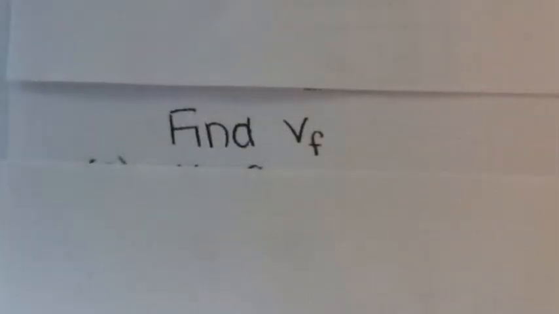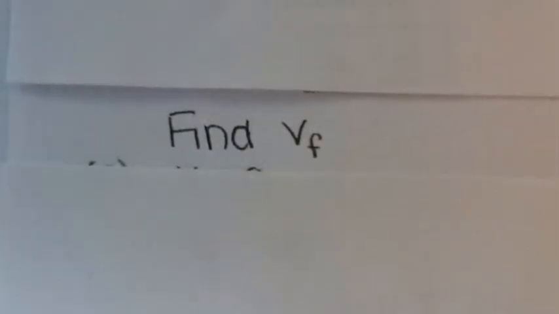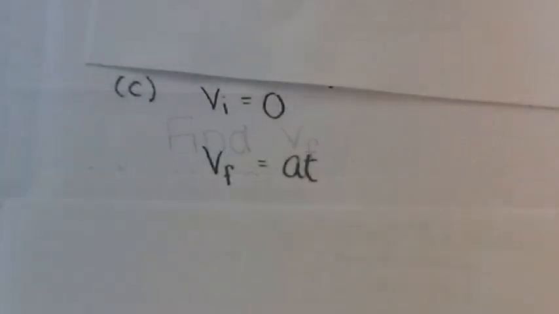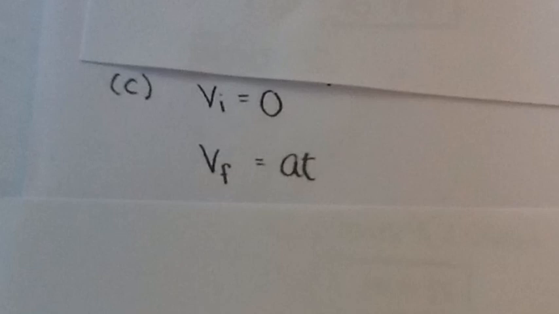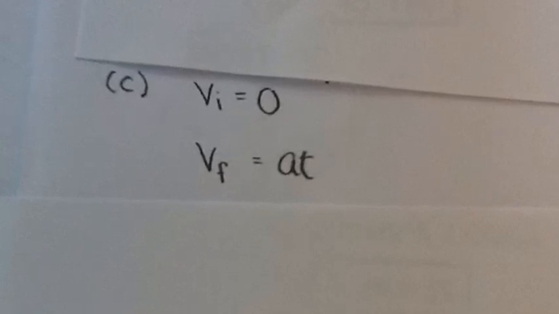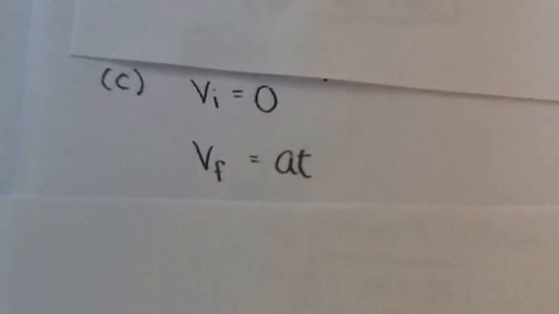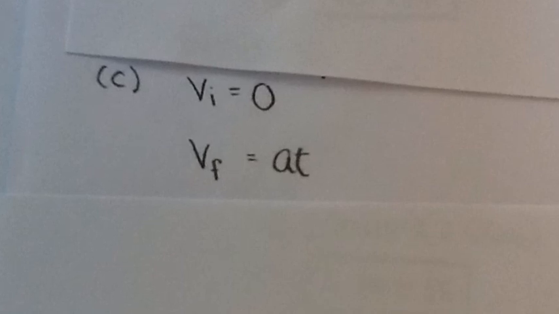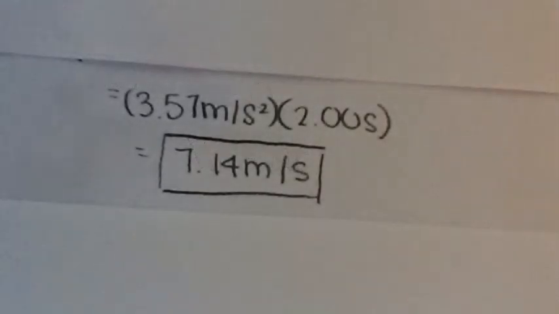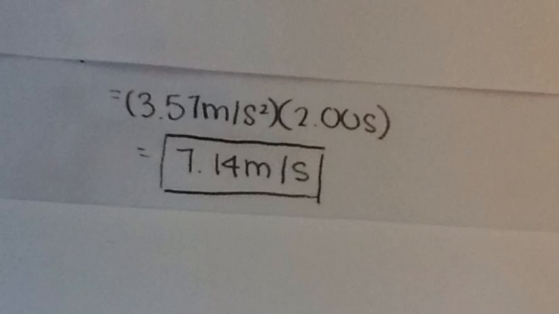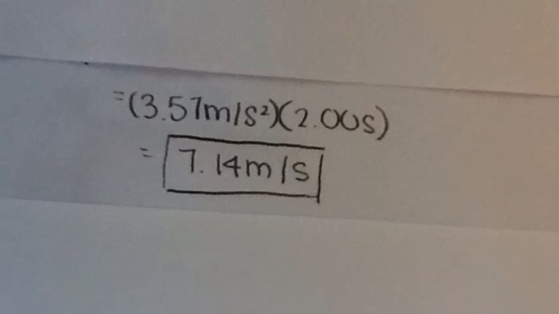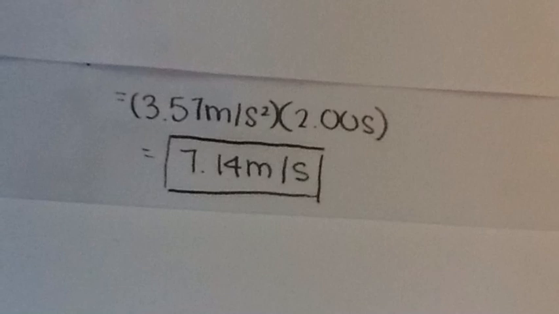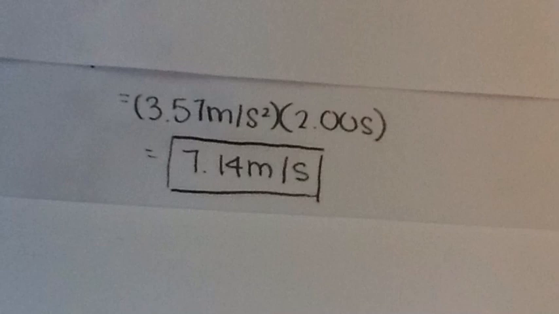Part C asks for us to find the velocity 2 seconds after the objects are released. Since v initial equals 0, we can use the kinematics equation v equals a times t to solve for v. Now plug in the numbers for a that we found in part A, 3.57 meters per second squared, and the time given to us in the problem, t equals 2 seconds, to get v equals 7.14 meters per second.